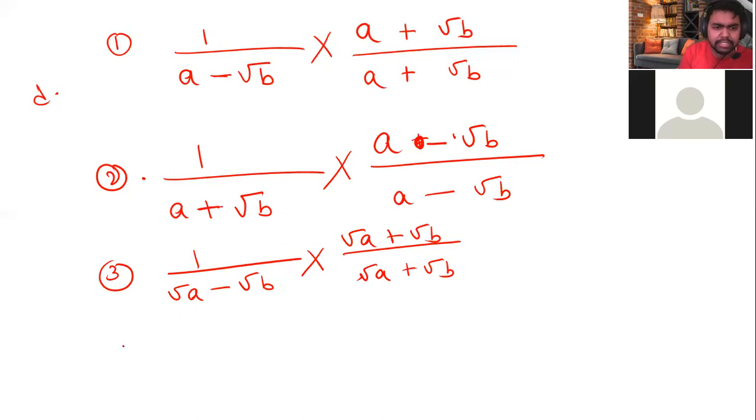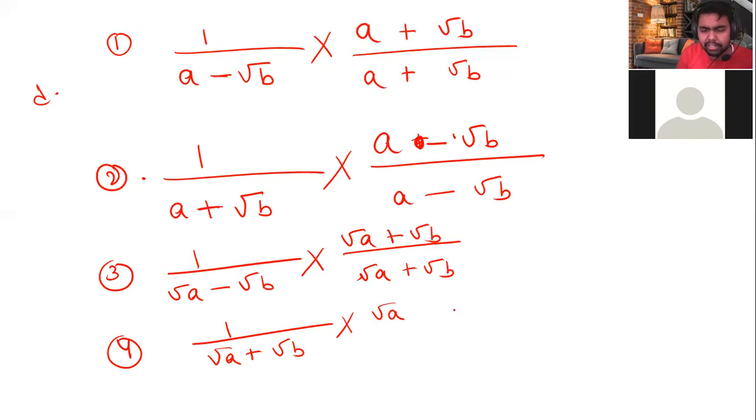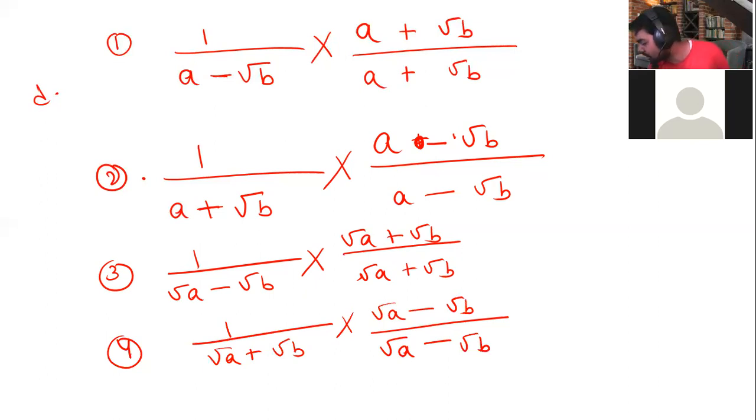Same, case number 4, if we have 1 by root a plus root b, whatever is in the denominator we will write that, but again my symbol would be different. So these are the 4 cases, the possible cases. There could be many, but these are the 4 most common cases, and your questions are based on them only.